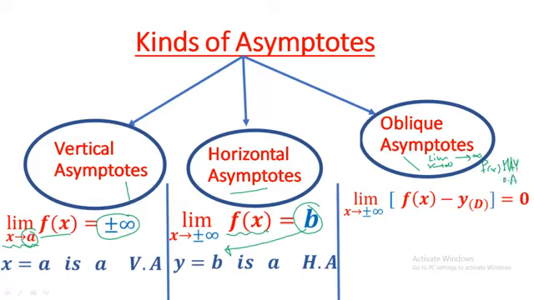To be sure that this line is an oblique asymptote, we will use the rule: limit as x tends to plus or minus infinity of f of x minus the y of this line. If the answer is 0, then we can say that this line y of equation ax plus b is an oblique asymptote of this function.